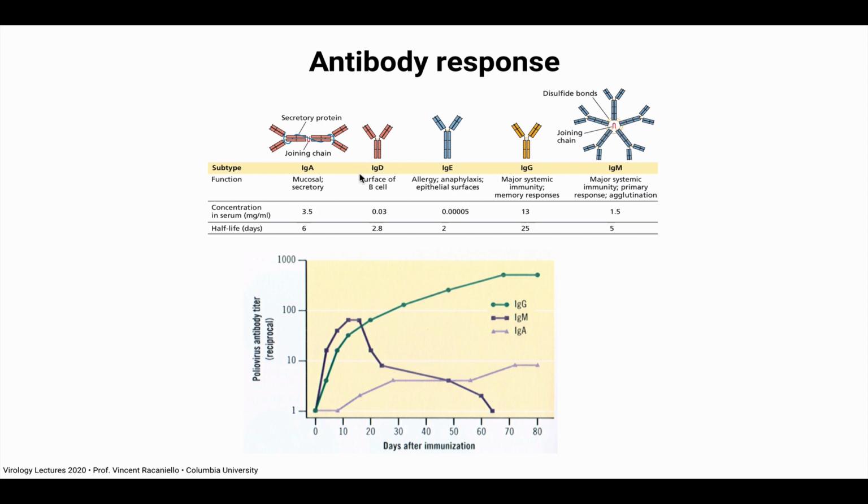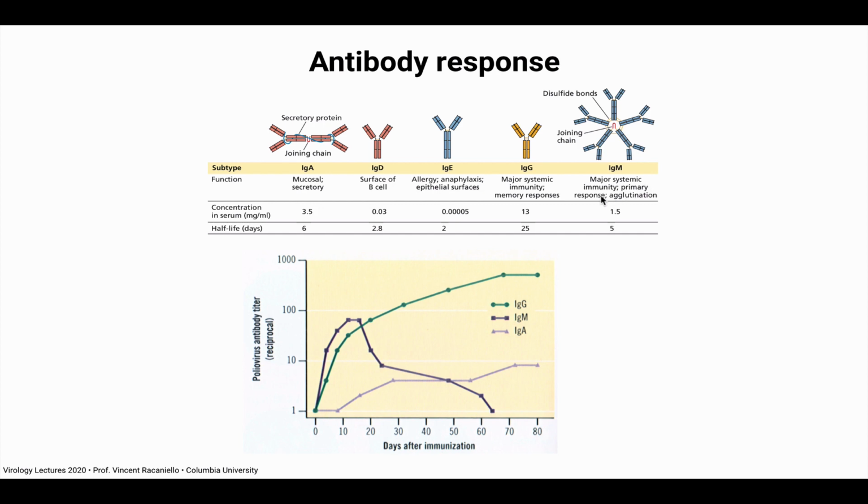There's also IgD, which is the antibody on the surface of the B cell. There's IgE, which is involved in allergy responses. And then, of course, IgG, the major systemic antibody that we produce against viruses and other pathogens. And then IgM, also a major antibody, but this is the primary antibody response.